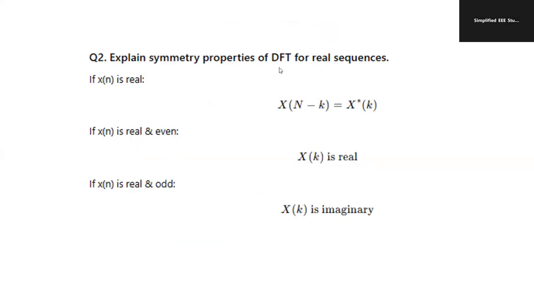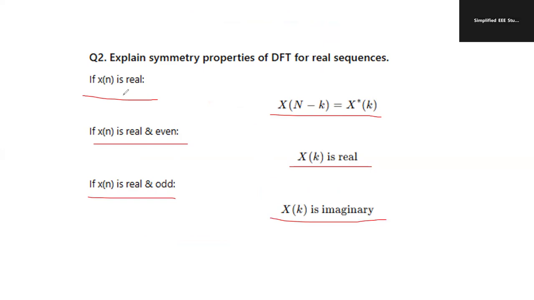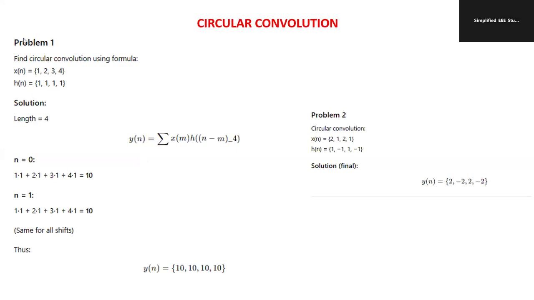Explain the symmetry property of DFT for a real sequence. The symmetry property states that if x of n is a real signal, then x of N minus k is equal to x star of k. If x of n is real and even, then x of k is real. If x of n is real and odd, x of k is imaginary. This is called the symmetry property. You can elaborate with the help of either a sine or cos function, so it will be very easy. I request you to practice these kinds of problems for your university examination.